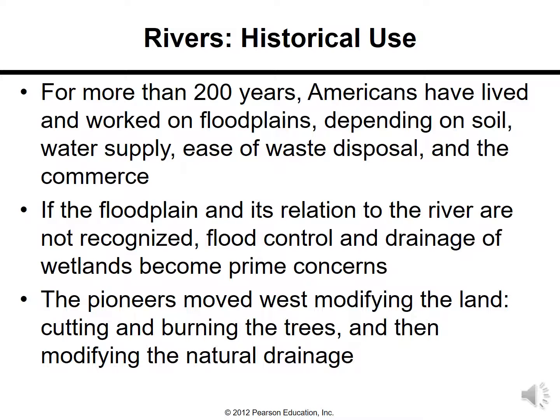For more than 200 years, Americans have lived and worked on floodplains, depending on soil, water supply, ease of waste disposal, and commerce. If the floodplain and its relation to the river are not recognized, flood control and drainage of wetlands become prime concerns. The pioneers moved west, modifying the land, cutting and burning the trees, and then modifying the natural drainage.